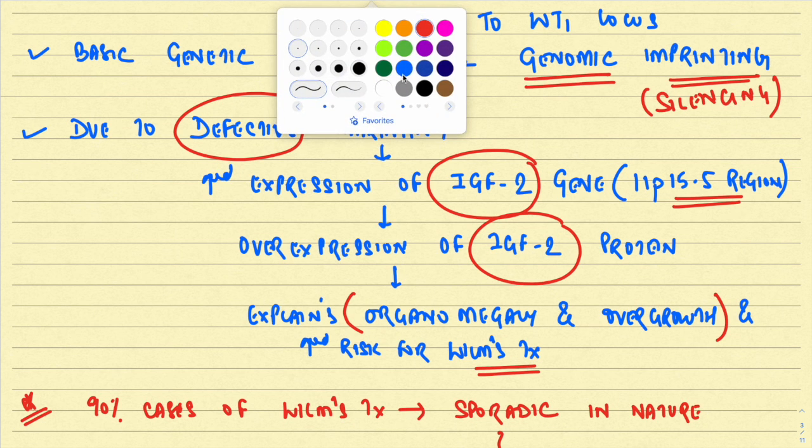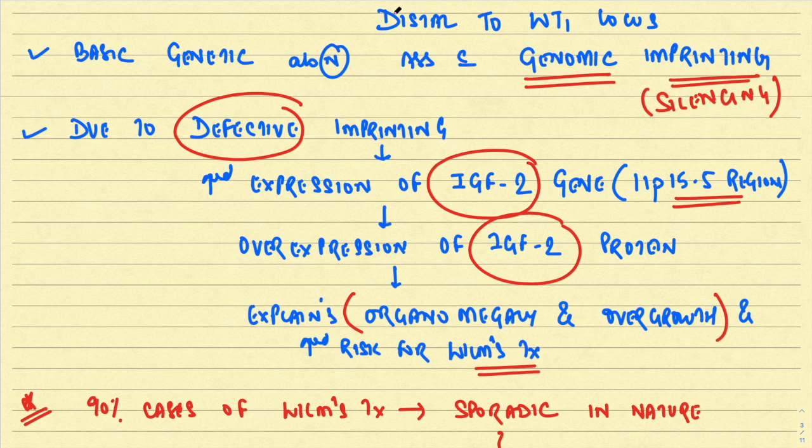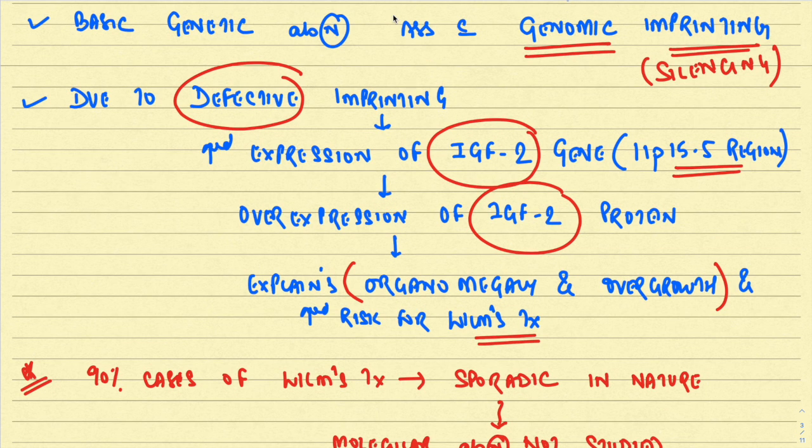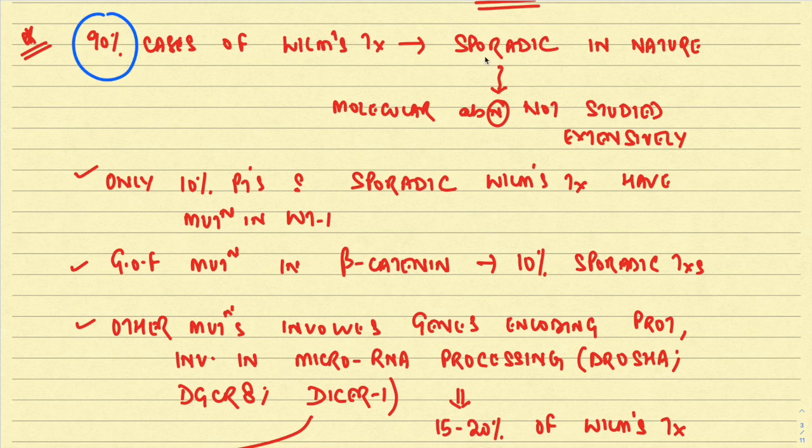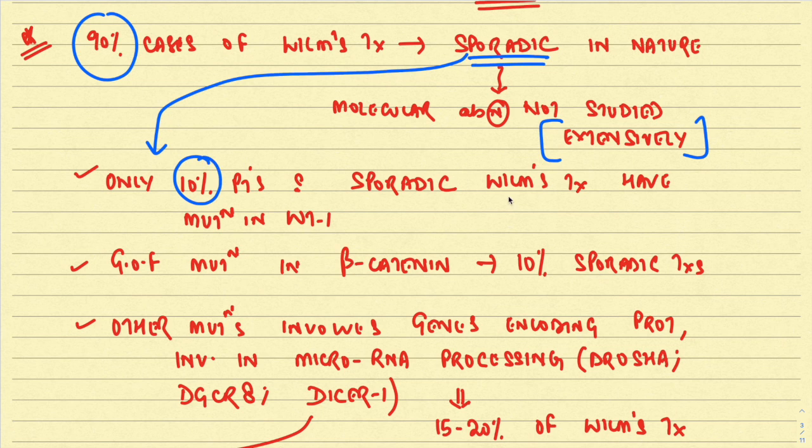Now coming to the sporadic tumor. All these three syndromes that we have read are basically acquired mainly in the germline, and they are familial in nature. So in families you can have these associated syndromes, but as we have already seen, 90% of cases of Wilms tumor are sporadic in nature. The molecular abnormality is not studied extensively yet for the sporadic tumor, but with whatever we have read, only 10% of patients with sporadic Wilms tumor have a mutation in WT1. So the other 90% of cases have mutations in some other genes.